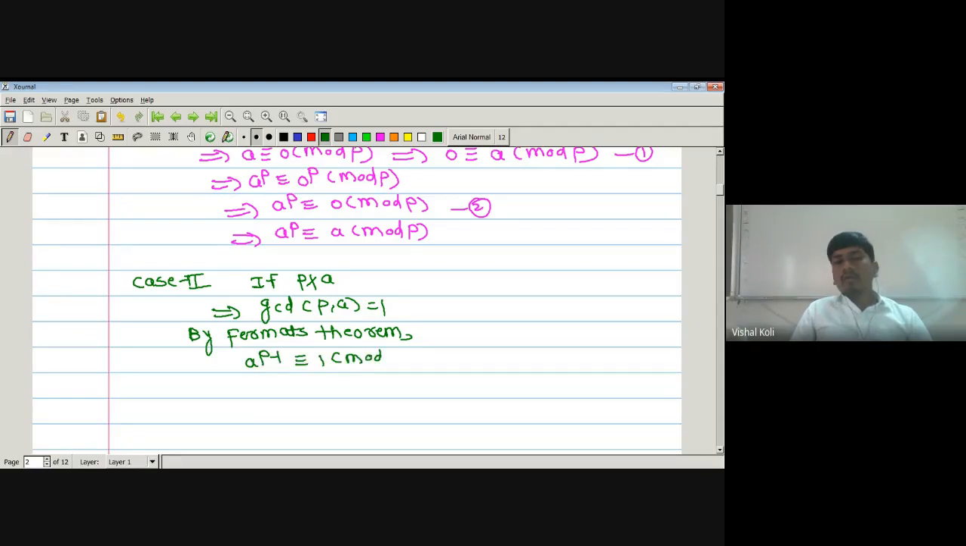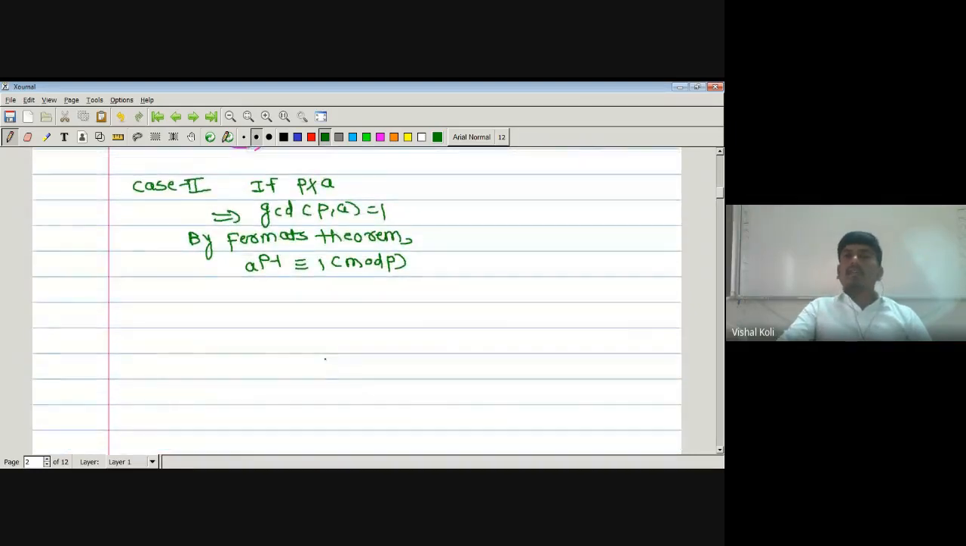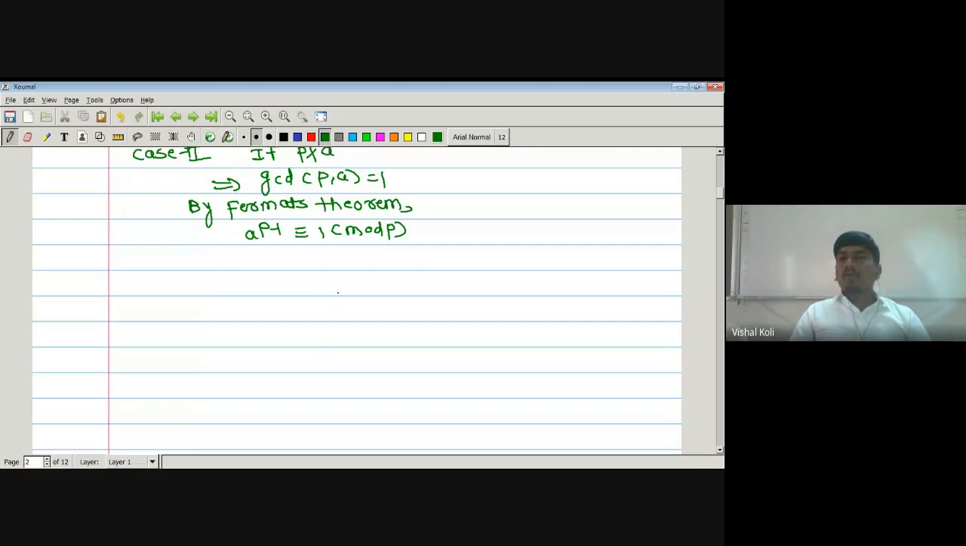Again, we know one property of congruence: if a is congruent to b modulo n, then ac is congruent to bc modulo n for any arbitrary integer c. Now we just multiply by a, which implies a to the power p minus 1 into a is congruent to a modulo p. Now a to the power p minus 1 into a is nothing but a to the power p, which is congruent to a modulo p.